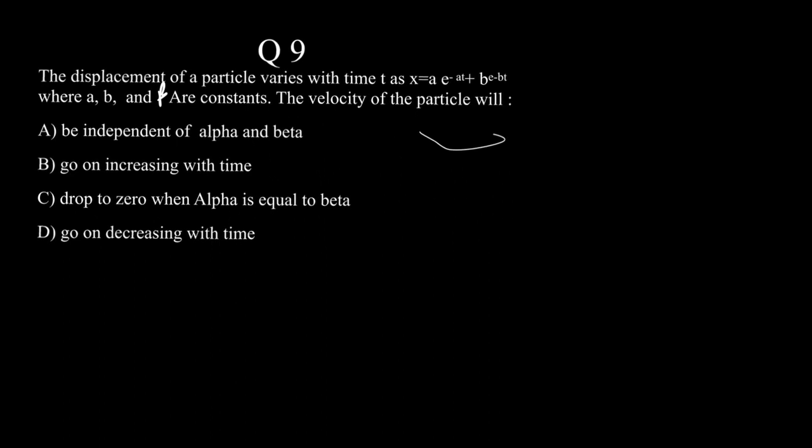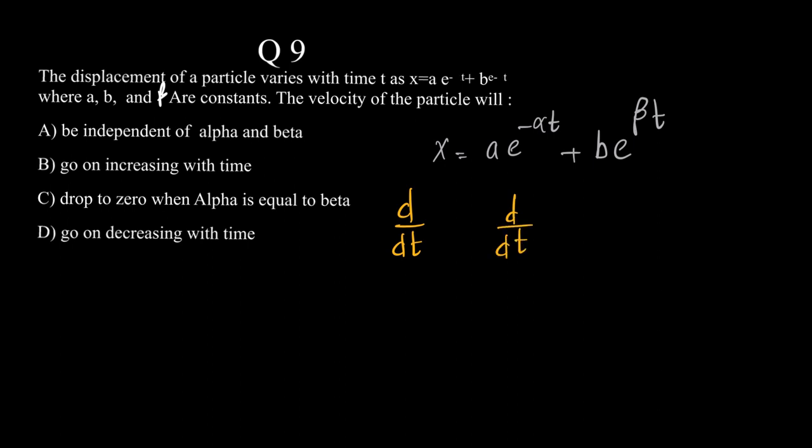So let us first write the given equation, which is x is equal to a into e raised to minus alpha t plus b into e raised to beta t. Let me first differentiate both sides with respect to t. So what we get is d by dt of x is equal to a into d by dt of e raised to minus alpha t plus b into d by dt of e raised to beta t.